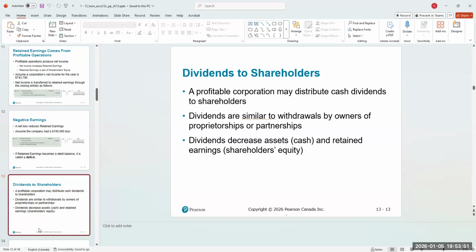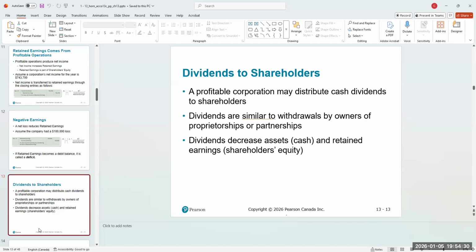Only a profitable corporation may, as you can see, pay attention to the verbs here, may distribute. It doesn't say have to distribute. It doesn't say must distribute. May distribute. What that means is they may distribute or may not distribute cash dividends to the shareholders. Now the dividend will be considered similar to a withdrawal from the partnership or proprietorship.